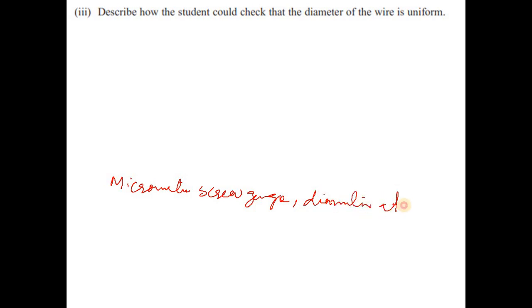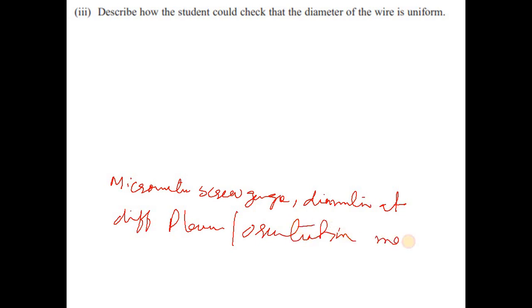Describe how the student could check that the diameter of the wire is uniform. A typical question about the diameter of a wire, and we say that we are going to use a micrometer screw gauge. A student should use a micrometer screw gauge and measure the diameter at different places, or you can say orientations, and take the mean value in order to get an accurate reading.